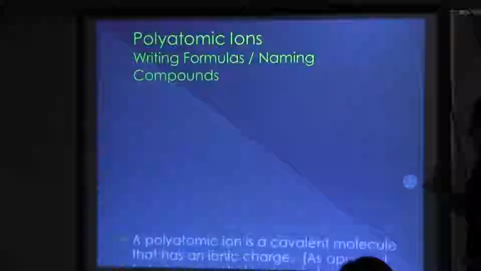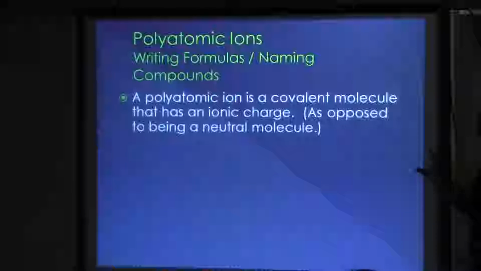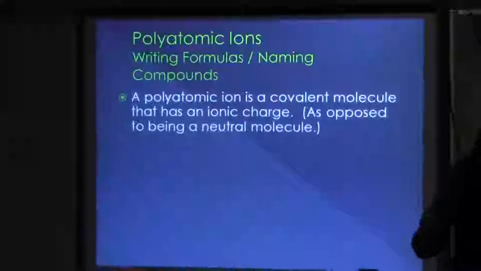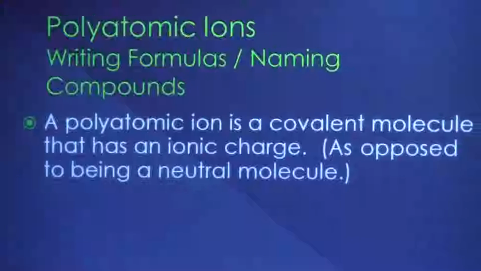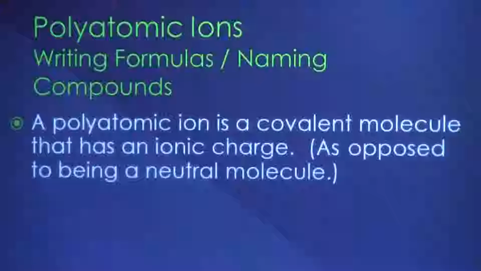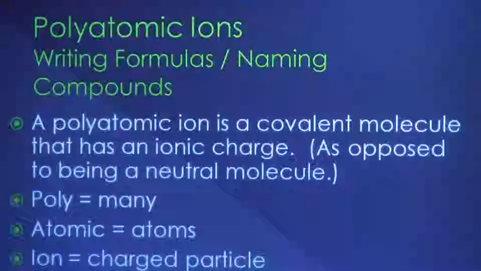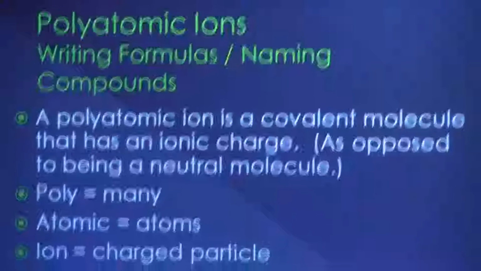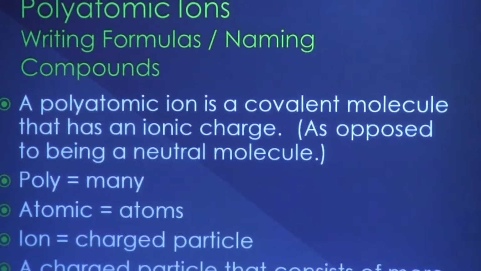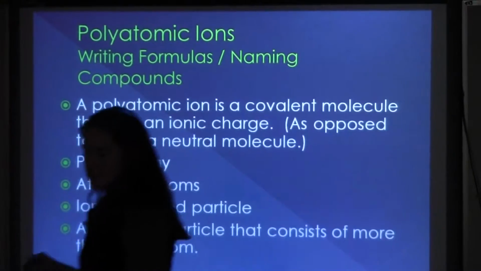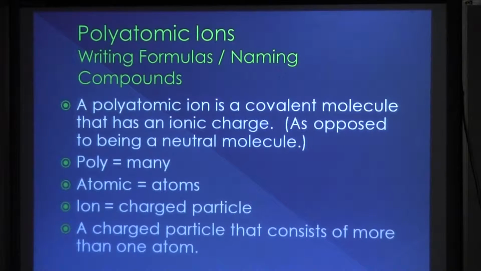So what is a polyatomic ion? Polyatomic ion is something that's going to have a covalent bonded molecule, just a set group of atoms that are coming together and they have an ionic charge already. Again, poly means many, atomic means atoms, and the ion means that it's a charged particle. So just the very title of it is many atoms together that are charged, many atoms that are combined that are charged.